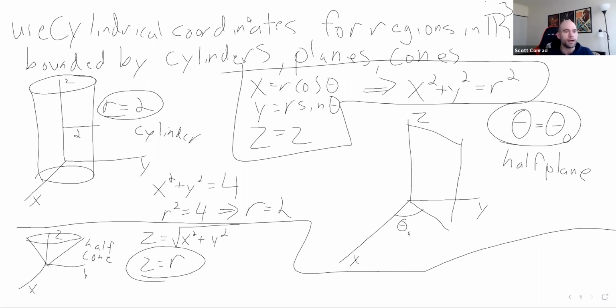But yeah, so cylinders are just r equal to a constant. And then cones are going to be z equals a constant times r, essentially, half cones. Okay, so we'll leave it there. We'll look at how we integrate in cylindrical coordinates next time. But yeah, any other questions?